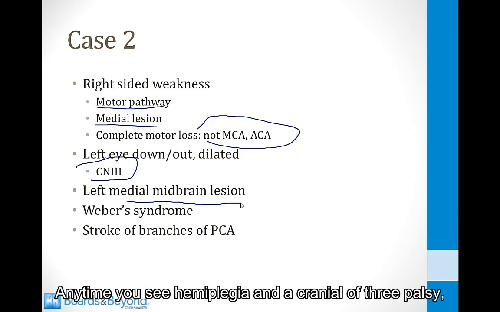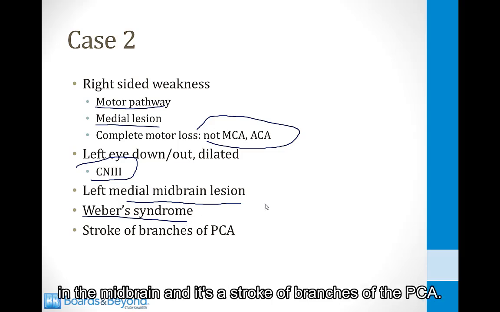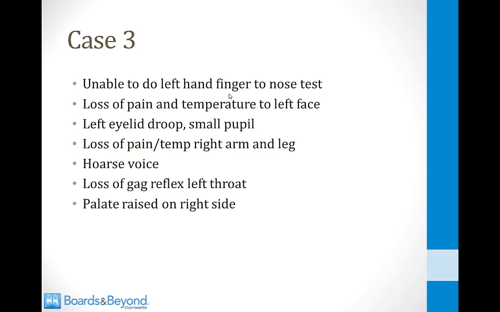Anytime you see hemiplegia and a cranial nerve 3 palsy, you're dealing with Weber syndrome. That's always in the midbrain, and it's a stroke of branches of the PCA. So let's do another case.